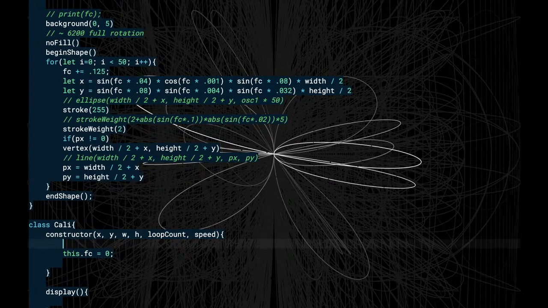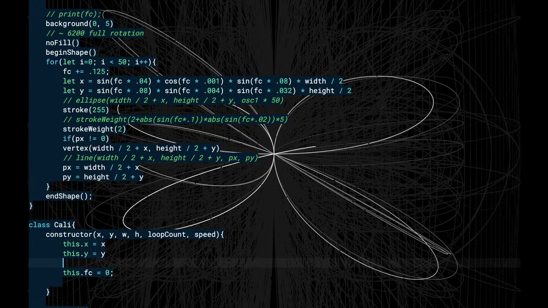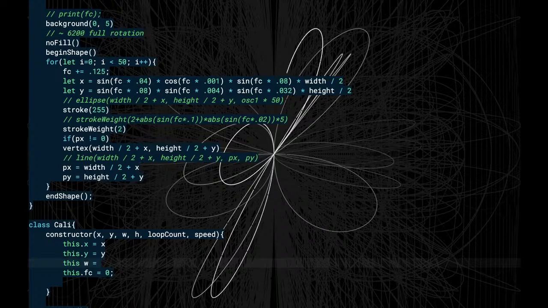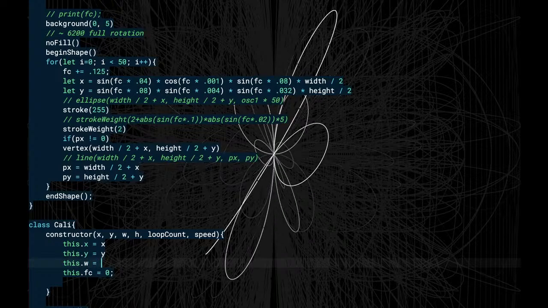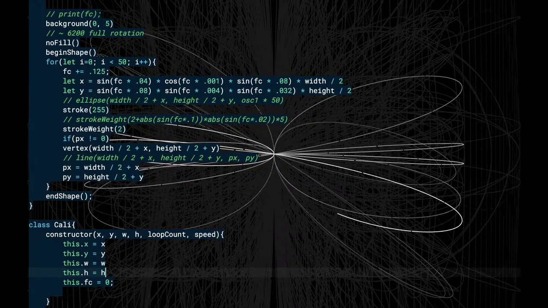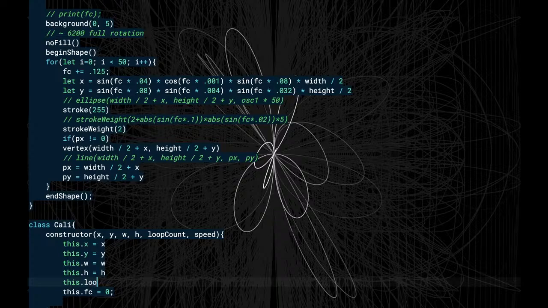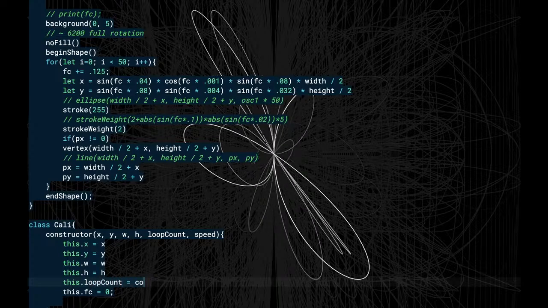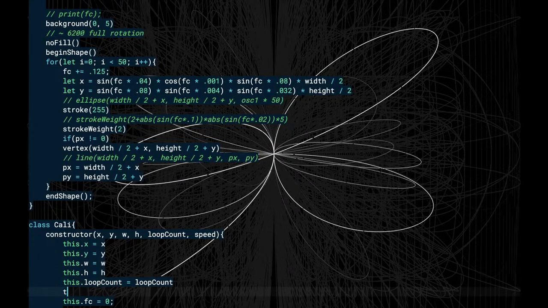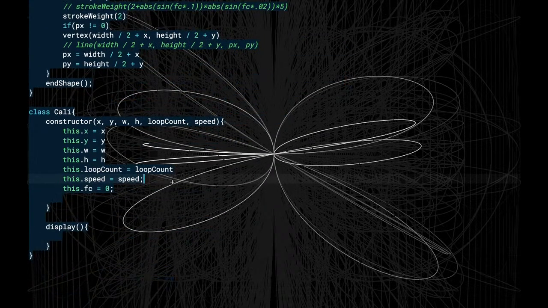Okay, so let me patch all these things. this.x equals x. this.y equals y. this.w equals w. Basically I have to say all of these, this is this particular instance, each instance having their own variables. this.speed equals speed. Okay, so all those things are patched up.